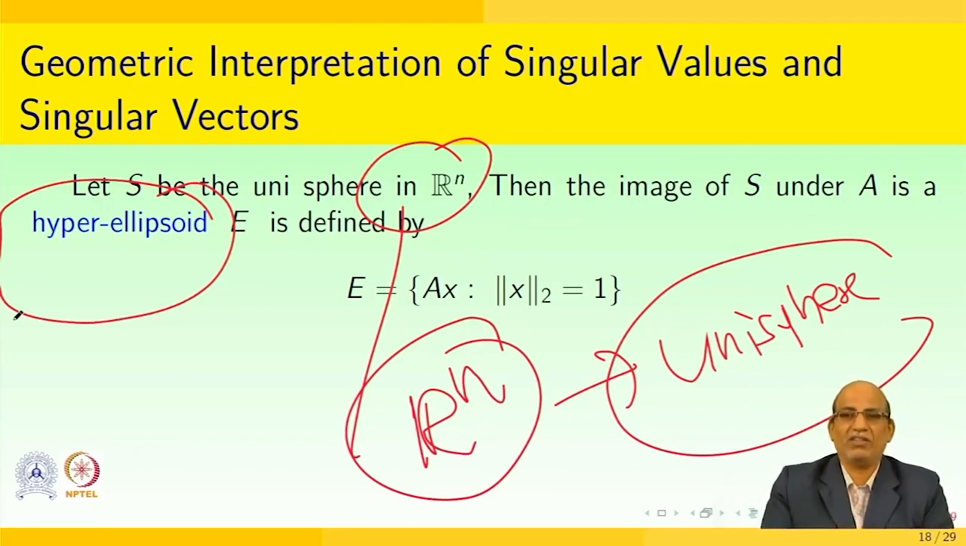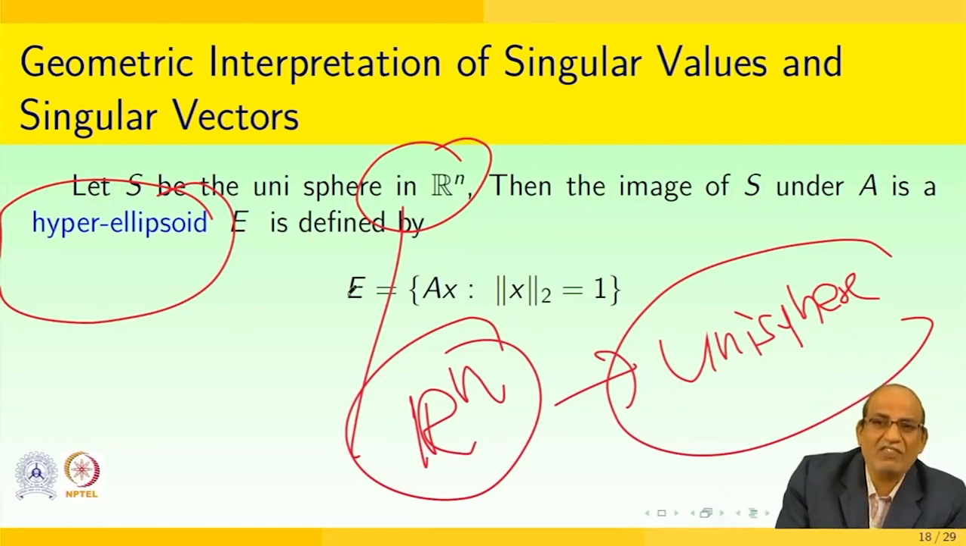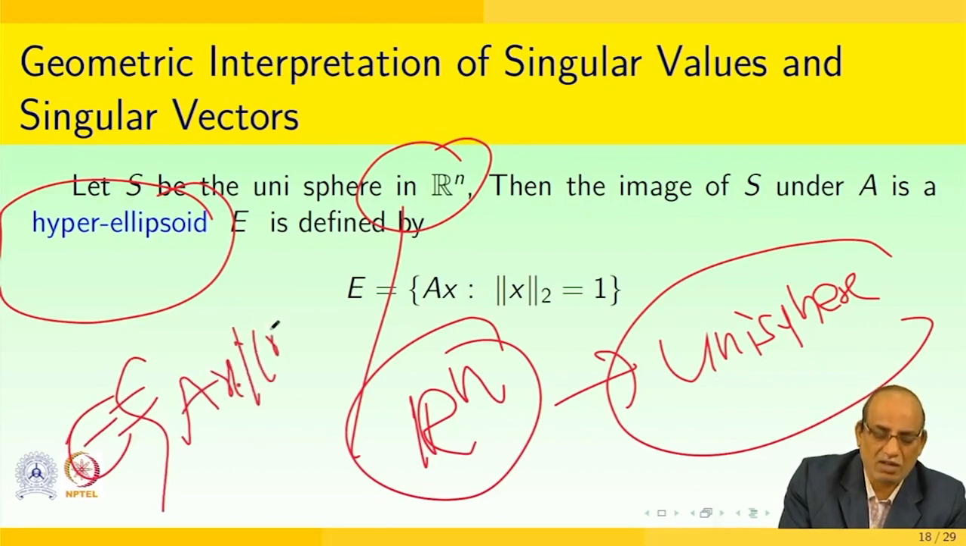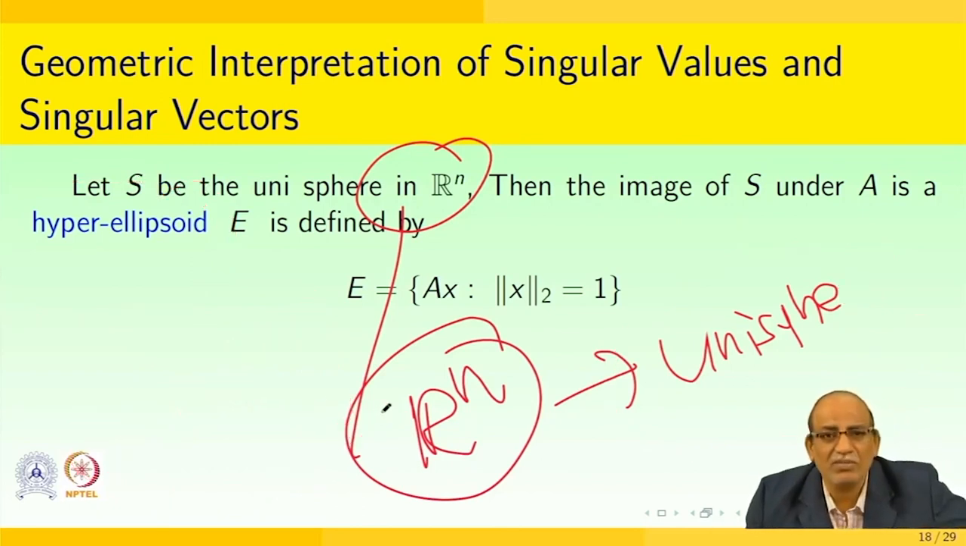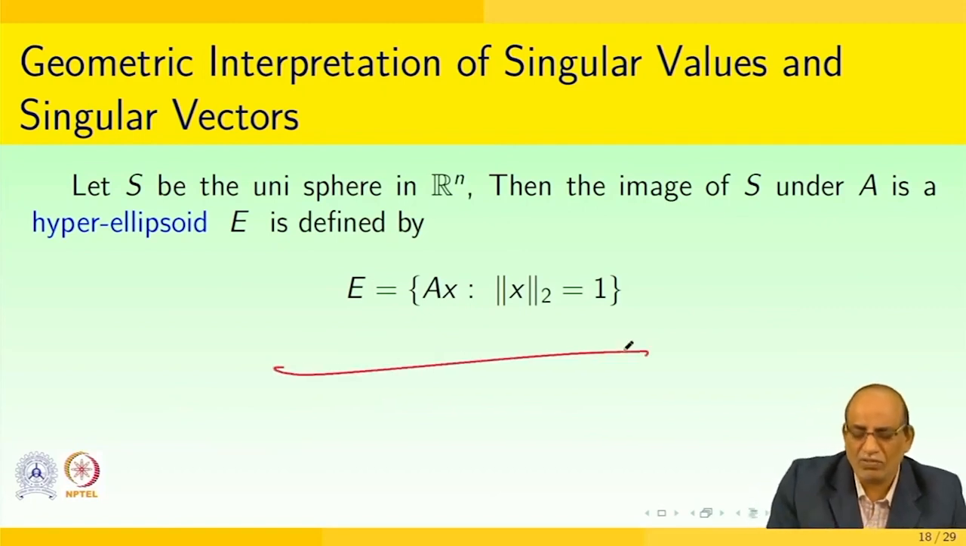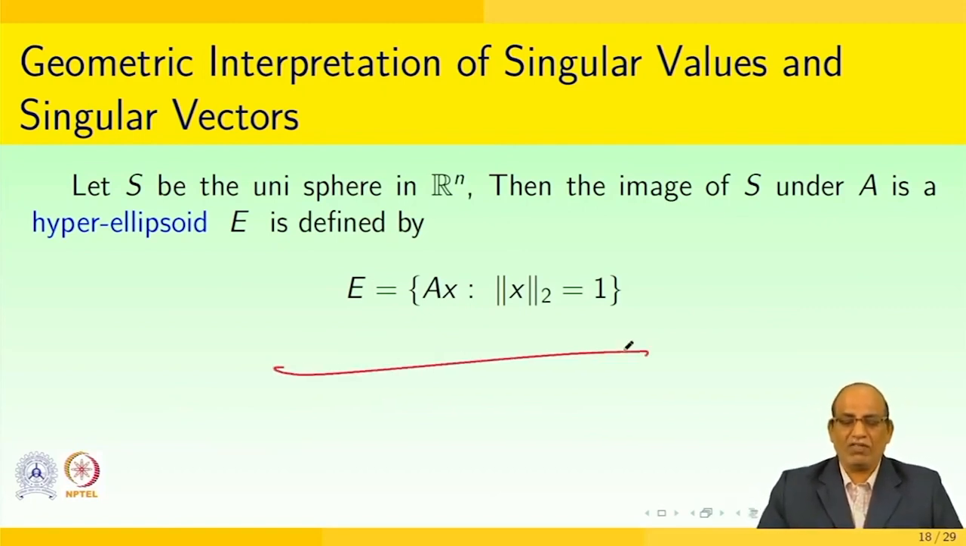Look at this. The image of S under A is a hyper ellipsoid, where E is defined as the set of x such that the norm of x in 2-norm is equal to 1. So that means S is the unit sphere in Rn, then the image of S under A is a hyper ellipsoid. That means the way we have calculated, it becomes a hyper ellipsoid. Therefore, you end up with the set of all Ax such that the norm of x is equal to 1.